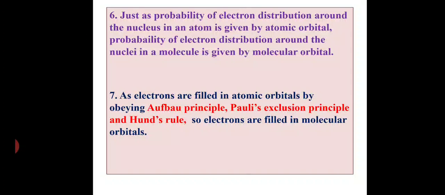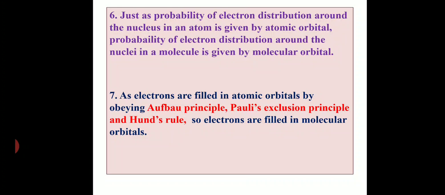Next, just as the probability of electron distribution around the nucleus in an atom is given by the atomic orbital, the probability of electron distribution around the nuclei in a molecule is given by the molecular orbital, right? So atomic orbital represents the three-dimensional arrangement of electrons around the nucleus. In the same way, in molecular orbitals, electrons are distributed around the nuclei of a molecule, right?